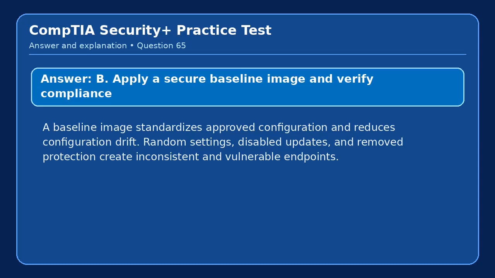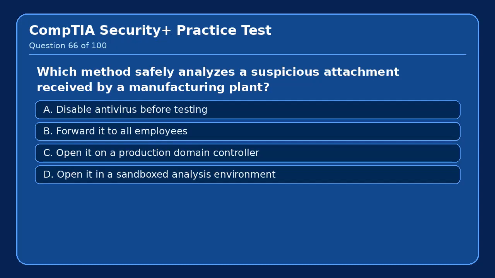Question 68. Which automation helps a managed service provider respond consistently when phishing is reported? A. A public spreadsheet of user passwords. B. A SOAR playbook that enriches, quarantines, and opens an investigation ticket. C. A manual process stored only in one person's inbox. D. A disabled mail gateway. Take a moment to choose your answer.